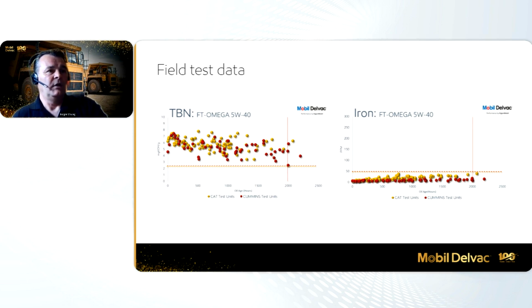And then, sometimes considered the most important thing when you're doing one of these types of trials is wear metals. Iron, it's very typical that as you extend oil drain intervals, iron will climb. Engines naturally make iron, and it's just the nature of the beast. And there's nothing we can really do about that over time. We can see that we had an upper limit here for both of the Cat and the Cummins engines of 50. We approached that at times, but we never did go beyond that.